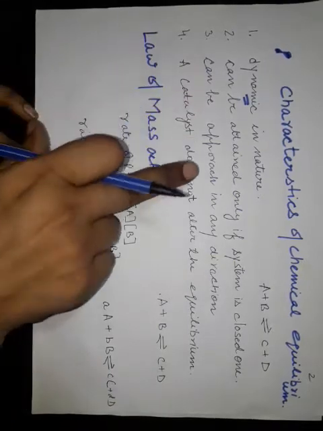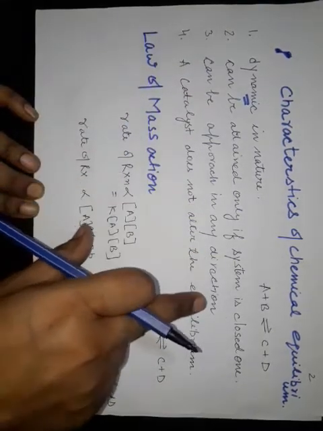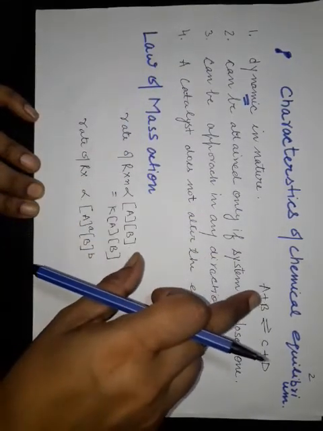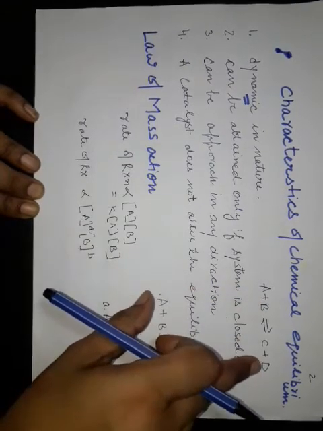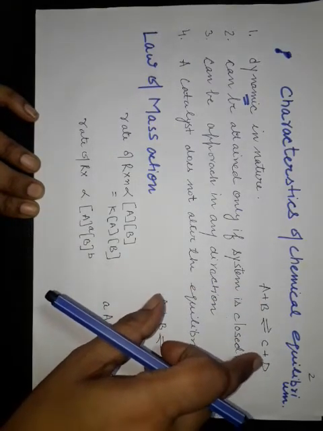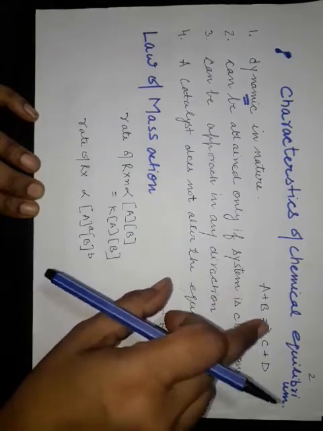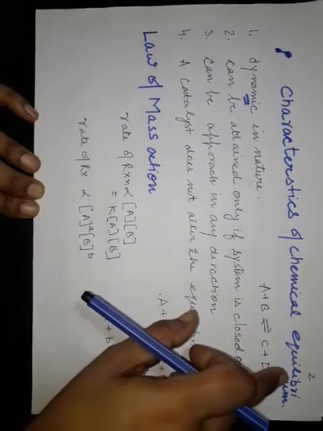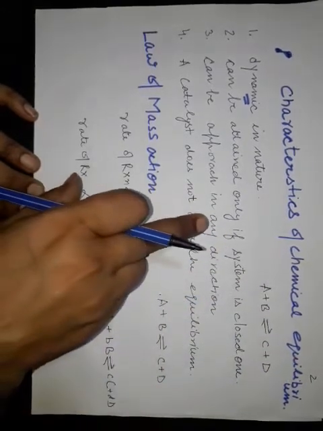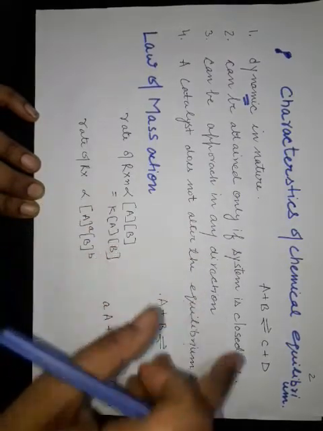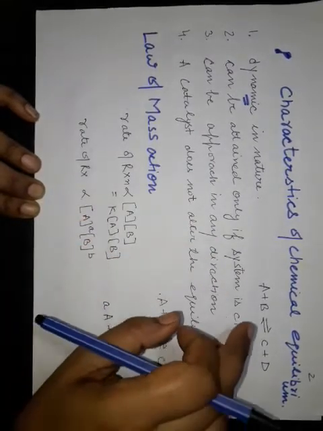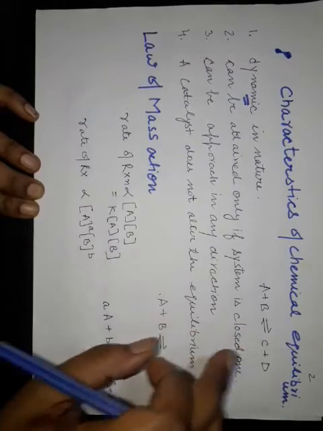Equilibrium can be approached from any direction. Initially, reactant is changed into product. After that, product is changed into reactant. So, to attain the equilibrium, it may be done from any direction. They attain that position when the chemical equilibrium is achieved.